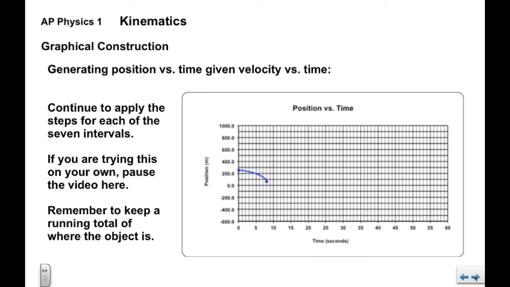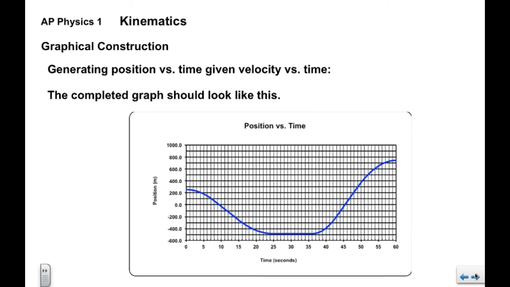Okay, now you're going to continue to apply the steps for each of the following intervals until the 60 seconds is up. If you're going to do this on your own, now's a good time to pause the video. Remember to keep a running total of where the object is at the end of each interval, so you know where to start the next one. When you're finished, the graph should look like this. Maybe not quite as smooth in terms of the transitions, but you get the idea.